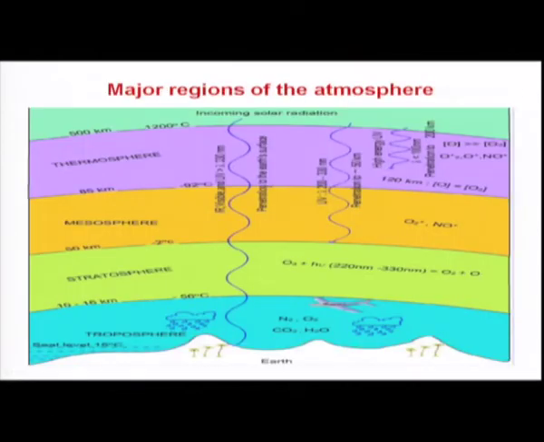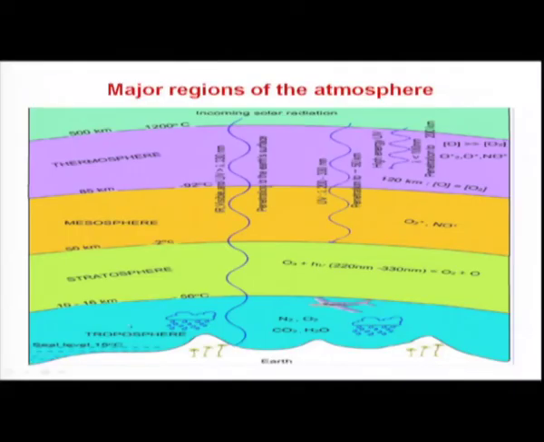Now, we will see how the atmosphere is classified, or the major regions of the atmosphere based on the temperature prevailing as well as the altitude, that is height. The atmosphere is divided into 4 regions, namely troposphere, stratosphere, mesosphere and thermosphere. These are the 4 regions of the atmosphere. The troposphere lies just above the ground level.